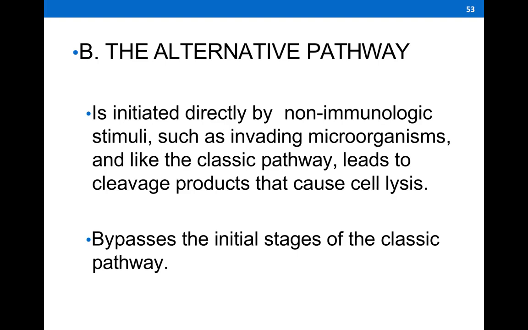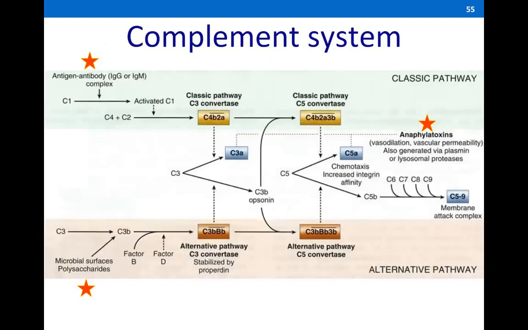It actually bypasses the initial stages of the classic pathway. So let's see. All right, so this is your complement system. This is your classic pathway and your alternative pathway. The classic pathway is exhibited by this one, the antigen-antibody complex. It will activate C1. Once activated, the C4 and C2, because of this activated C1, will be converted to C3 convertase of the classic pathway.